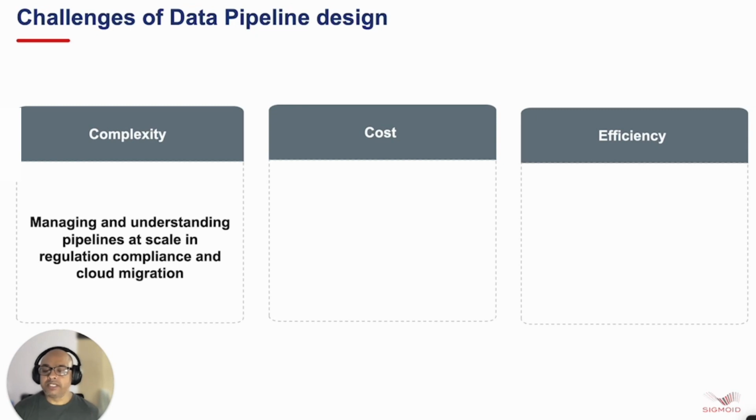In large companies, there could be a large number of data pipelines in operation. Managing and understanding all of these pipelines at scale can be difficult, such as identifying which pipeline is currently in use, how current they are, and what dashboards and reports they are currently serving. In an environment with multiple data pipelines, tasks such as complying with regulations and migrating to the cloud can become more complicated.